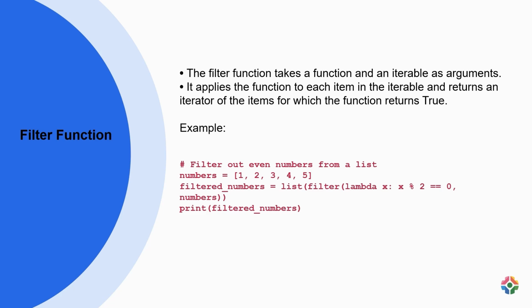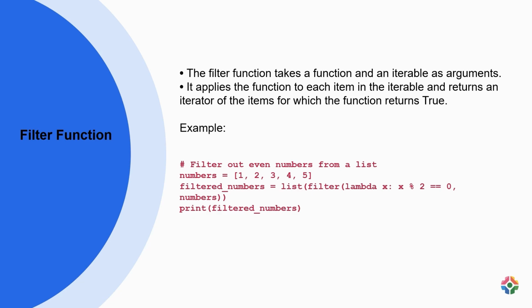For instance, consider the scenario where you have a list of numbers 1, 2, 3, 4, 5, and the objective is to filter out the even numbers by employing the filter function with a lambda function that checks for even numbers, x % 2 == 0. You can selectively retain only the even numbers in a new list, as demonstrated in the provided Python code snippet.